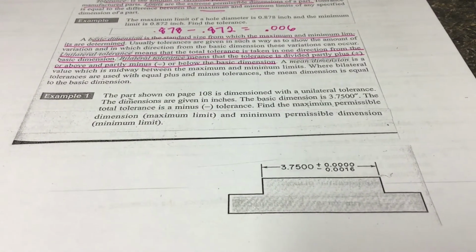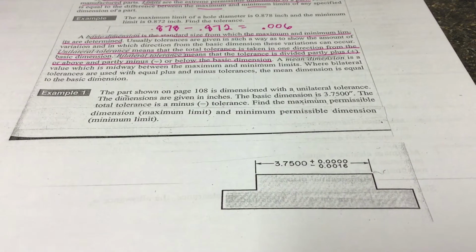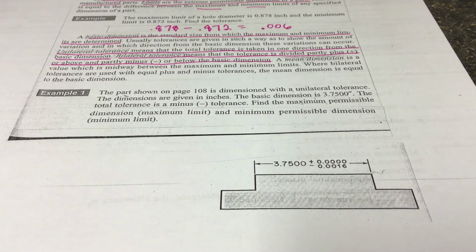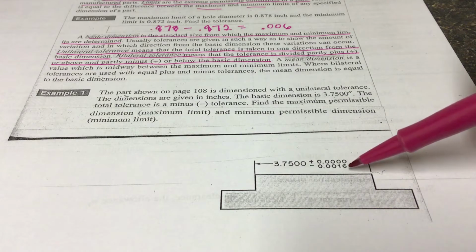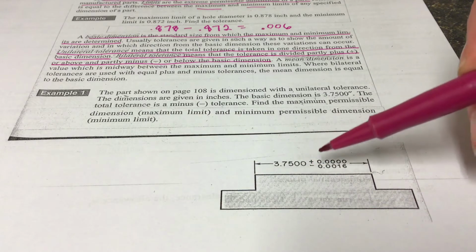So the part shown on page 108, we are on page 108, is dimensioned with a unilateral tolerance. The dimensions are given in inches. The basic dimension is 3 and 75/100ths of an inch. The total tolerance is a minus, or a negative tolerance. Find the maximum permissible dimension and the minimum permissible dimension. Okay, so this is unilateral, meaning that this amount of change is only coming off of the negative side, the minus side, not both of them.